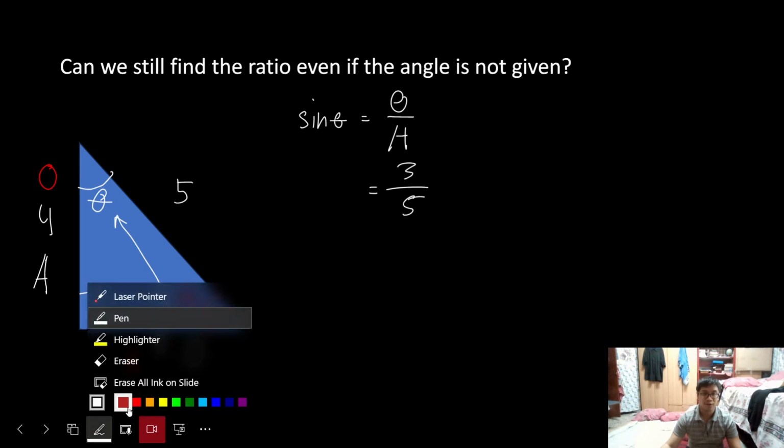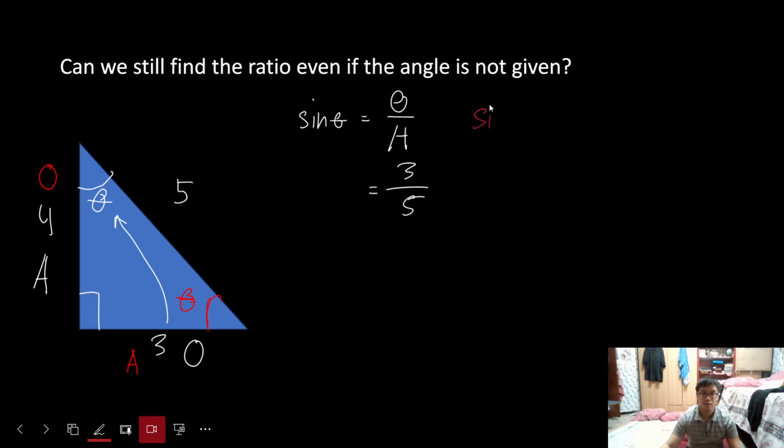So therefore, if you're going to get sine theta here, it's opposite all over hypotenuse. So your O here, it's your 4, because it's not beside the theta. Then your hypotenuse is 5. So you see the difference between the two. Just be careful about what angle you're referring to.